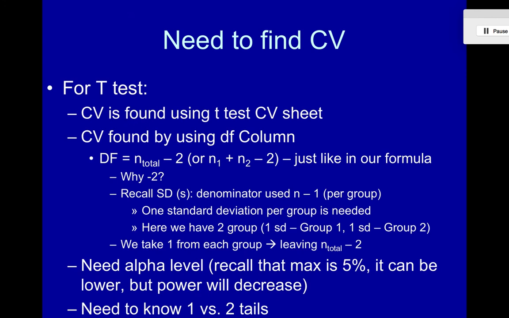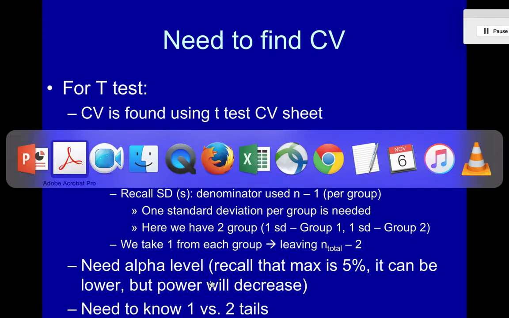So what do we need to do? I need to find my critical value. Now for a t-test, the use of the critical value is going to be very, very important for us to identify our critical regions or our regions of rejection.